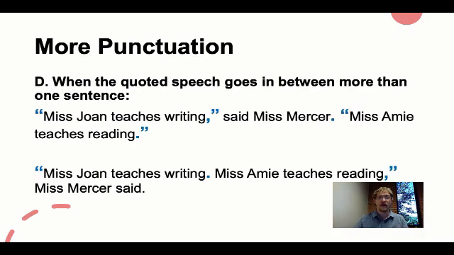Okay? Let's keep going with punctuation. When the quoted speech goes in between more than one sentence, look at this example. "Miss Joan teaches writing," said Miss Mercer. "Miss Amy teaches reading." Or you could do it like this: "Miss Joan teaches writing, Miss Amy teaches reading," Miss Mercer said. And remember, the most important thing to know is that whatever is in quotations must be the exact words that the person said. In this case, we have a quote from Miss Mercer. These are the words that Miss Mercer said, and whatever words Miss Mercer said needs to be in quotations.